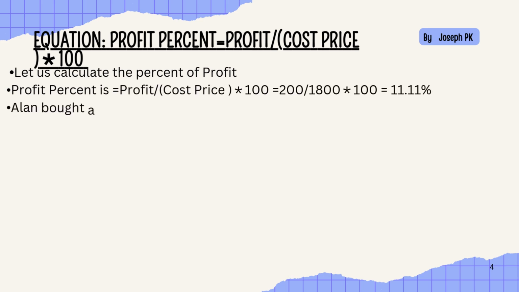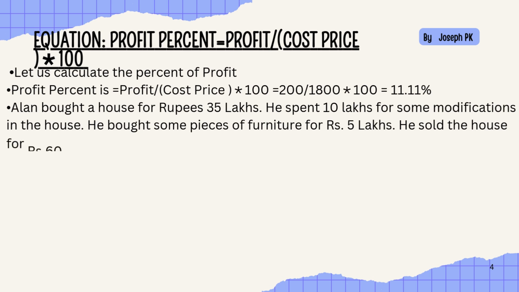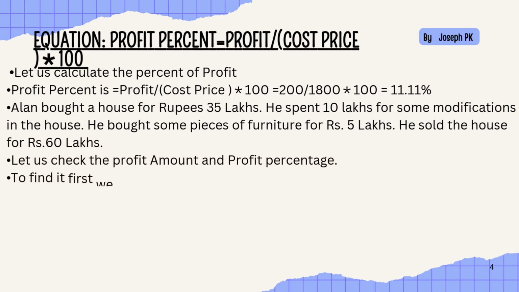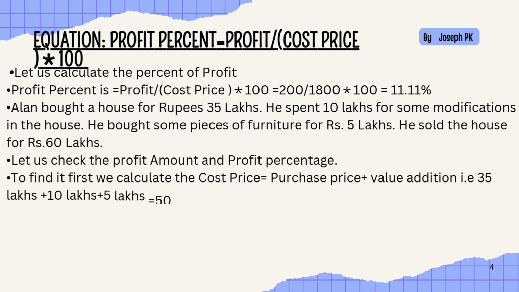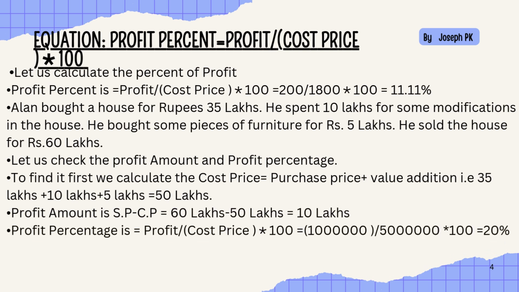Profit percent equals profit divided by cost price into 100. Let us calculate the percent of profit. Profit percent is profit divided by cost price into 100, that is equal to 200 by 1800 into 100, that is equal to 11.11%.